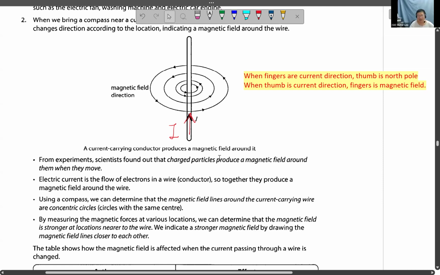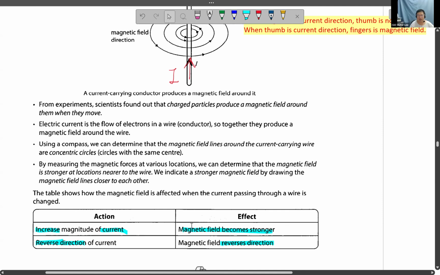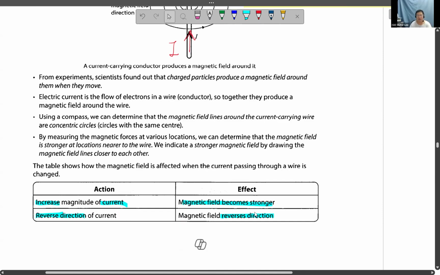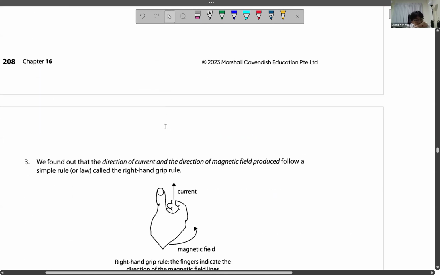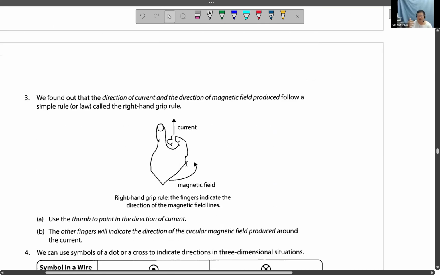Okay, please pay attention to this. So remember what I say? Thumb is the current, fingers are the magnetic field. Okay, that's what happened here. And increasing current means a stronger magnetic field. Changing the current direction means changing the magnetic field direction also. Okay? So this is the rule. Current is the thumb, the fingers are the magnetic field.